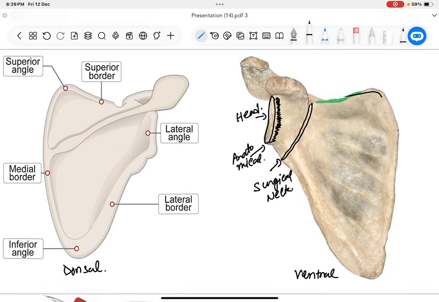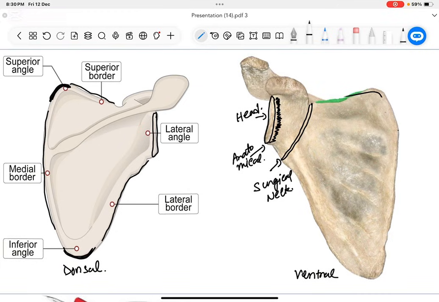Let's see. There are 3 borders. On the dorsal view you can see this is the superior border, this is the medial border, and the thickest one is the lateral border. So, 3 borders. Then it has 3 angles: the superior angle, the inferior angle, and the glenoid cavity area, which is truncated, we can say this is called the lateral angle. So, 3 borders, 3 angles.